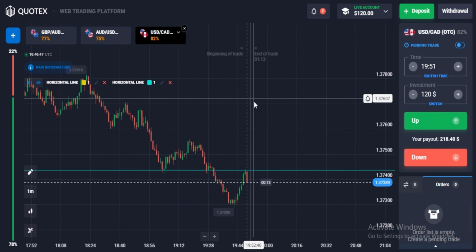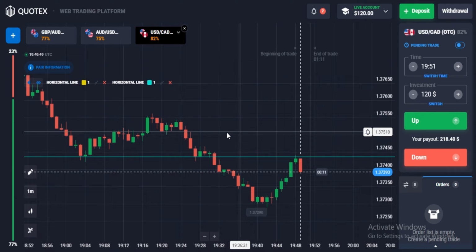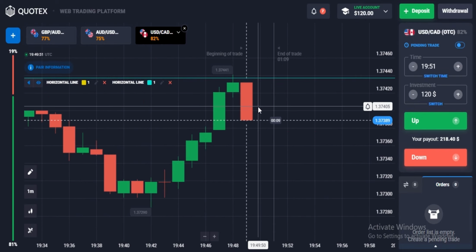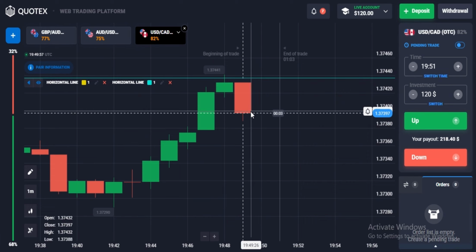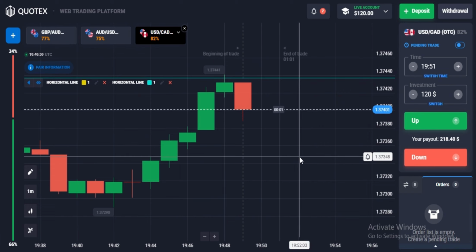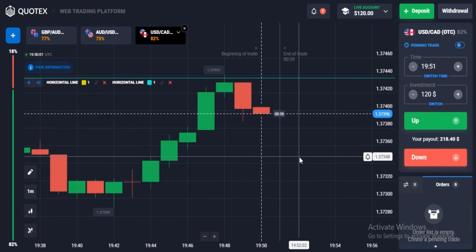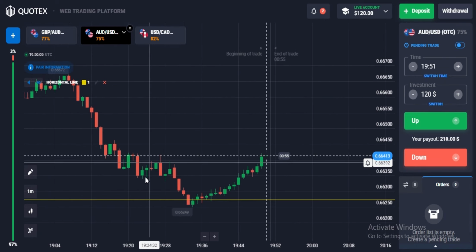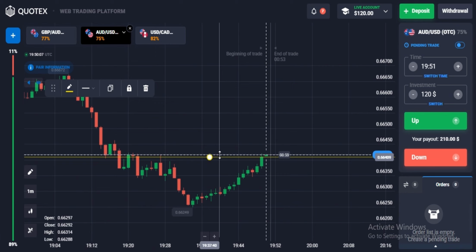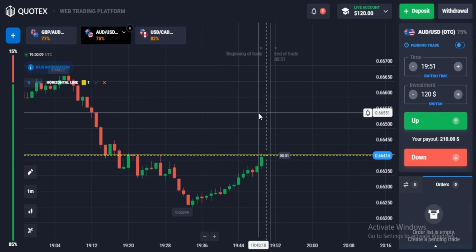Right now, I'm scanning the markets. You can see I'm flipping through pairs like GBP/AUD and AUD/USD. The goal here isn't to trade every candle, but to wait for the market to come to us. Watch closely. I'm analyzing the trend here. We're looking for rejection candles that tell us the price is about to reverse or continue.